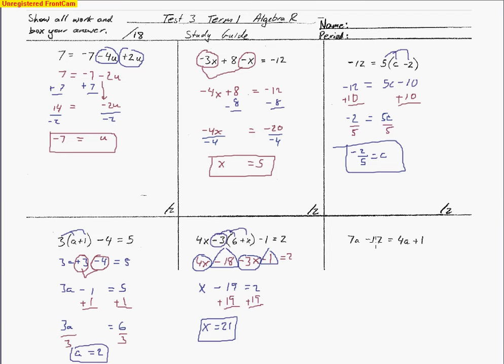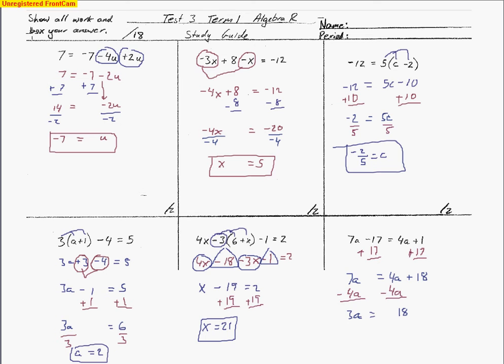Next problem, it's a multi-step equation, variables on both sides. So first step, I'm going to go ahead and add the 17 to both sides. So when I do that, that leaves me with 7a equals 4a plus 18. Now I need to move the variables all to the left-hand side. You always move constants to one side, variables to the opposite side. So I went ahead and subtracted the 4a from both sides, and it left me with 3a equals 18.